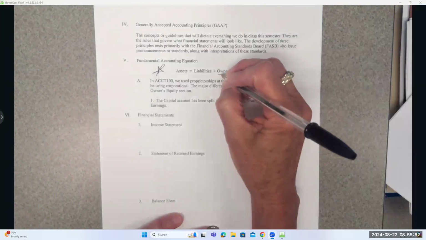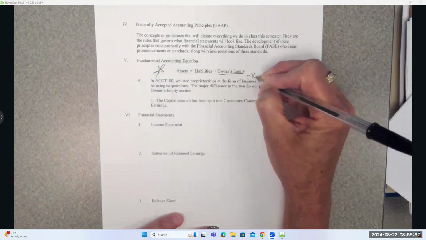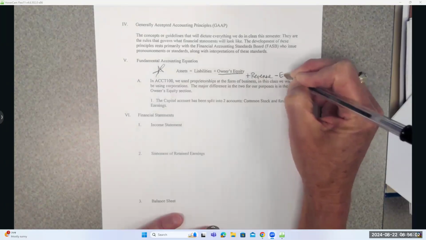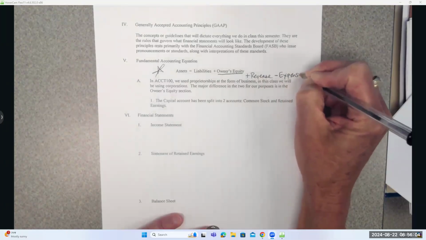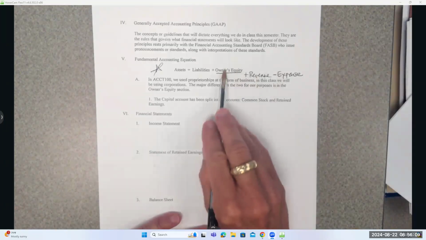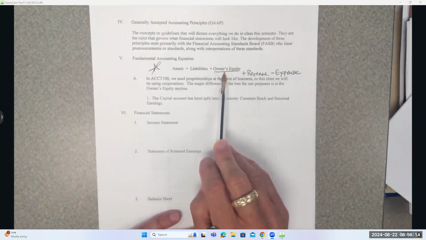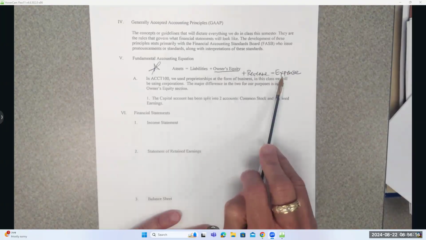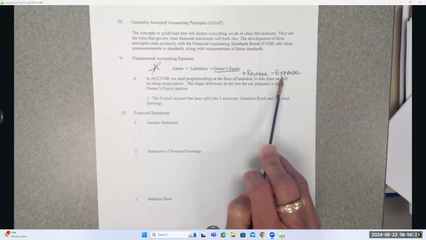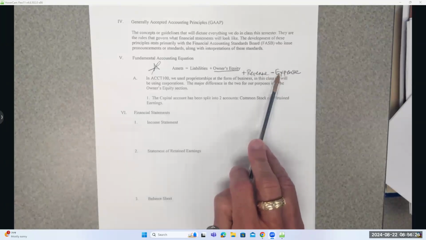And under the equity umbrella here, why there's only 3 categories here is because as revenue goes up, equity goes up. As expenses go up, equity goes down. So these 2 are under this equity umbrella. The common stock will be the invested equity. The difference of these 2 will be the earned equity. So the invested is the common stock. The net of these 2 will be the retained earnings.